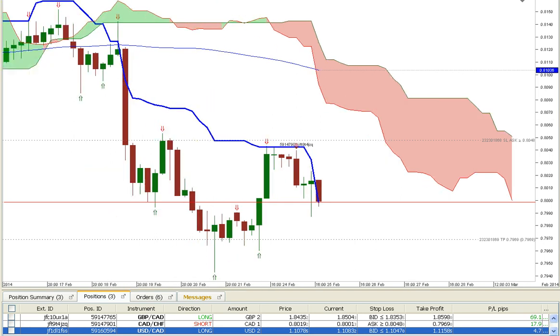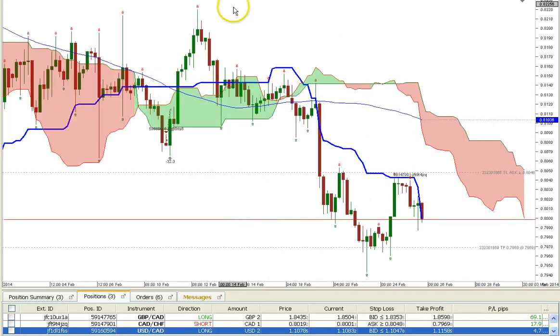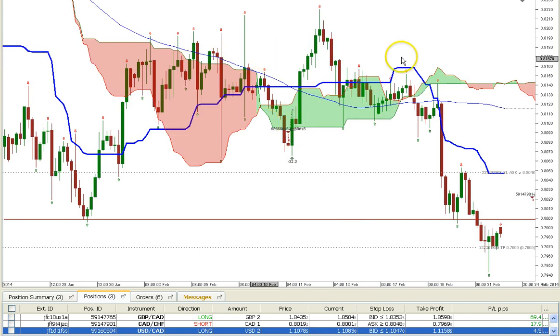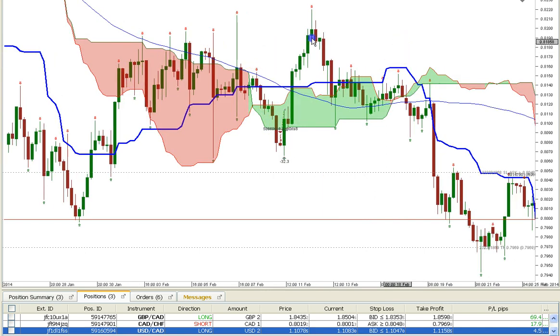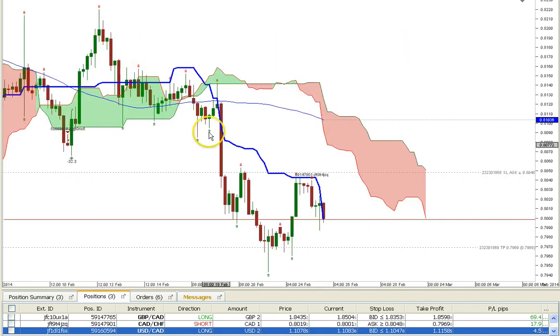Let's move this out a little bit. And you can see I don't like this action here. This pair spikes a lot right here. You can see all these spikes, and I don't really trade the pairs that I see spike so much like that. But this pair, what I did here, price was beneath the cloud.